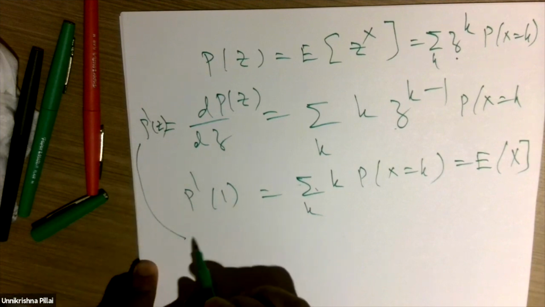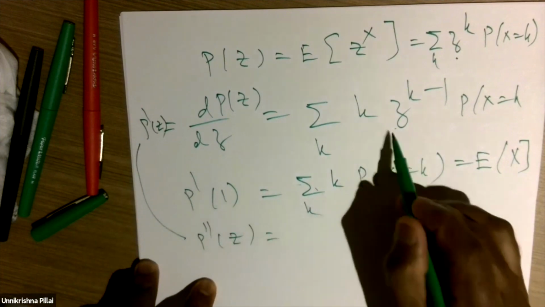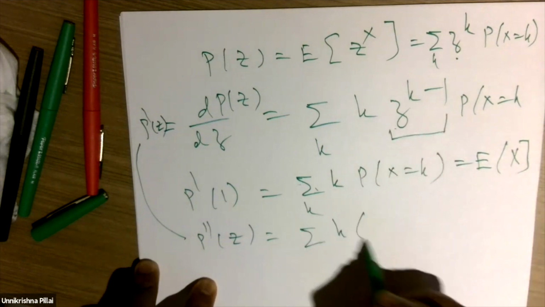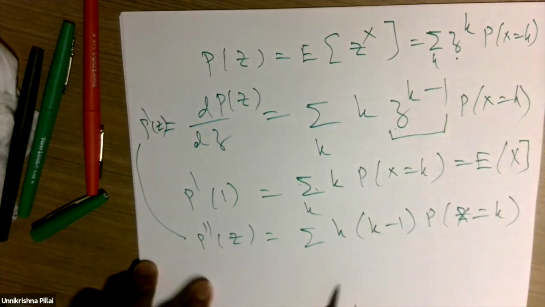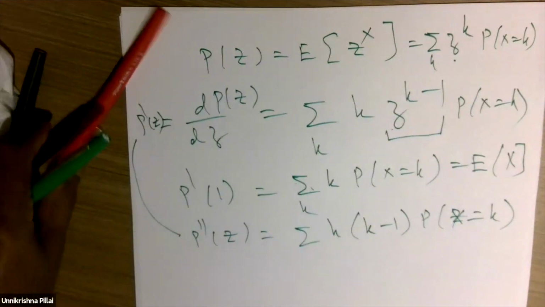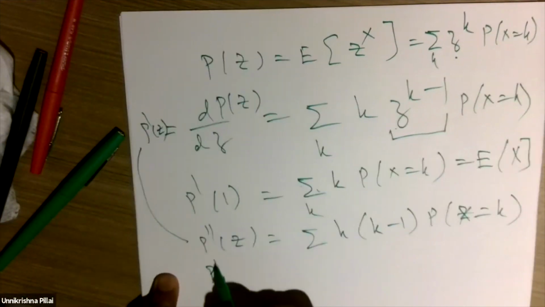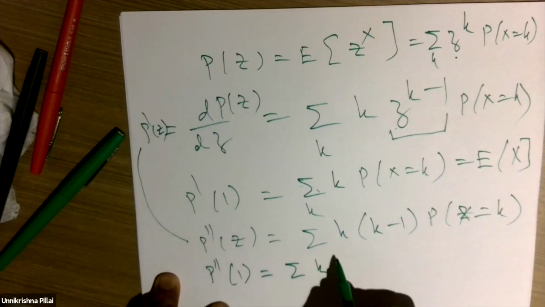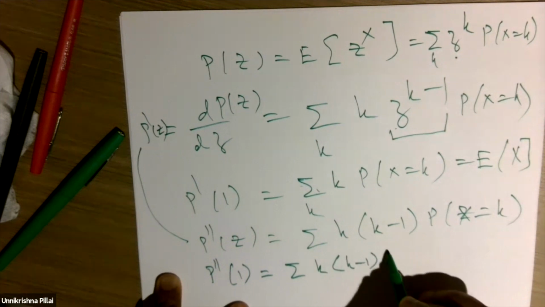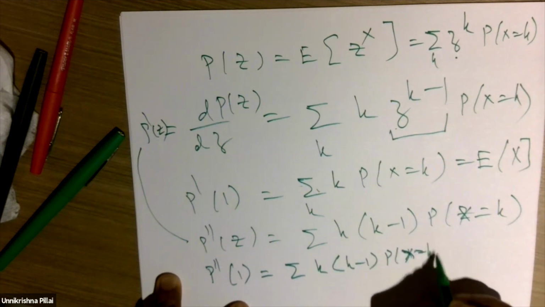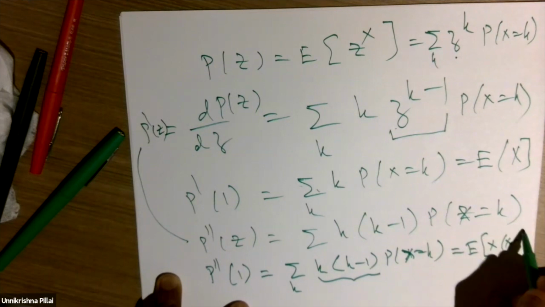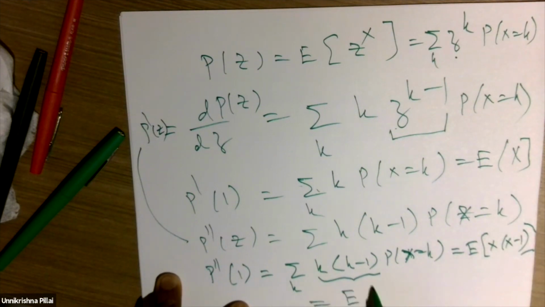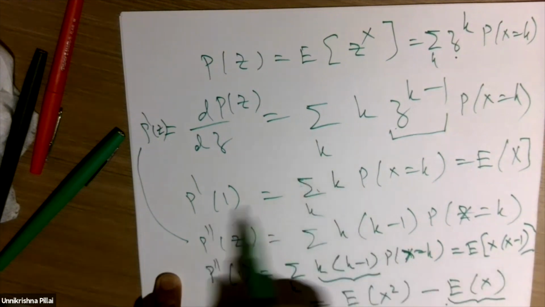Let me go back to this expression and take the derivative again with respect to z. So this will become k multiplied by k minus 1 multiplied by the probability of X equal to k. Now we'll put z equal to 1, so you get the double derivative. If you put z equal to 1, you get the sum of k times k minus 1 times the probability of X equal to k. But as you can see, this is g of X. So this is the expected value of X multiplied by X minus 1. If I expand it, you get the expected value of X squared minus the expected value of X. But the expected value of X is already here.